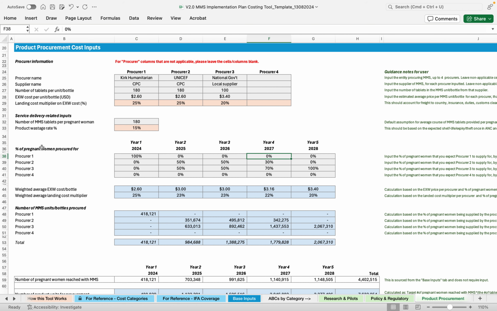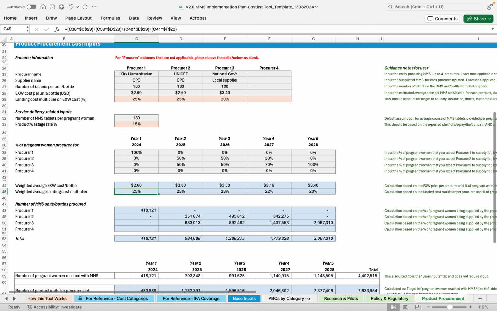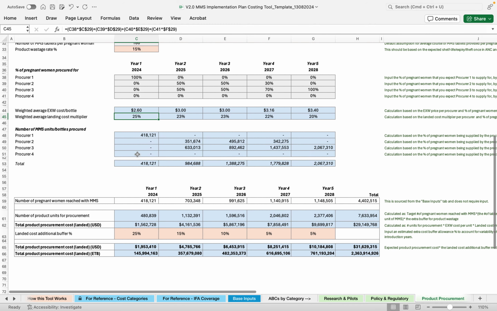Once these figures are entered, then the tool calculates the weighted average ex-work cost per bottle and the weighted average landing cost multiplier for that year based on the mix of procurers, the differences between the ex-work costs, the landing cost multipliers, and the percentage of product that is going to be procured through that procurer for that year.